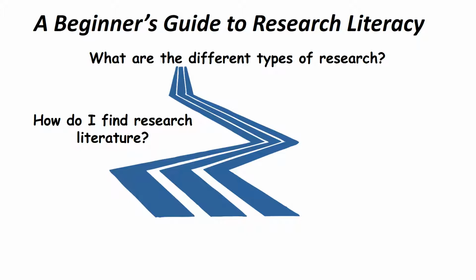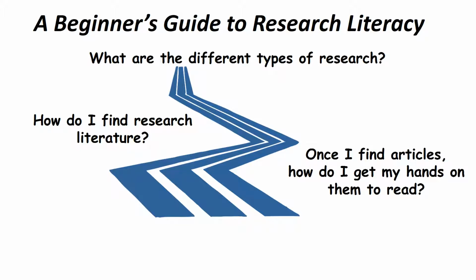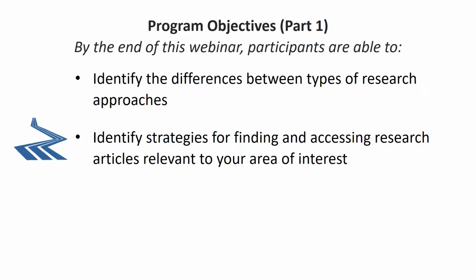Now, once one has a handle on the different types of research, you next ask the question: how do I find what's out there? And then once I find the articles, how do I actually get my hands on them to read them? So that was what we did in part 1.